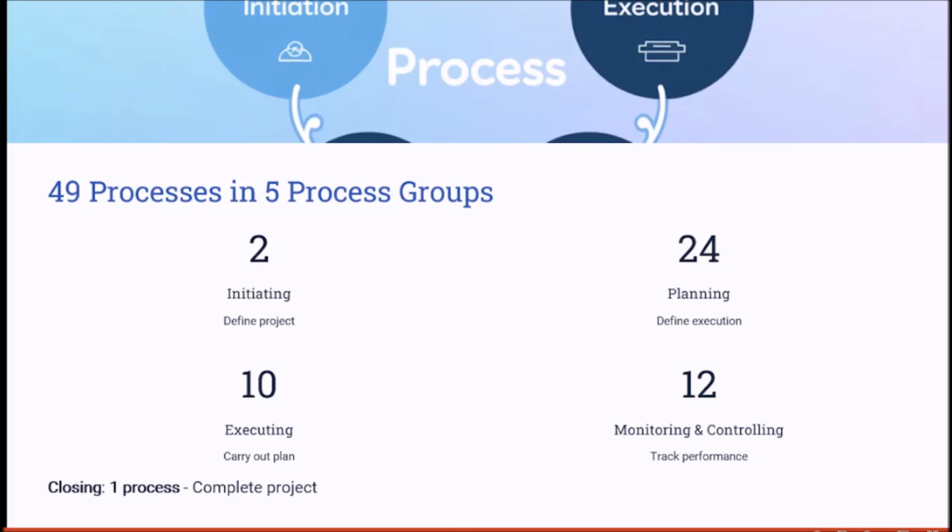Now let's understand how the 49 processes fit into the five process groups. So the five main process groups that we have here are initiating, planning, executing, monitoring and controlling, and finally closing. Now let's understand how these five process groups and their distribution of the 49 processes.